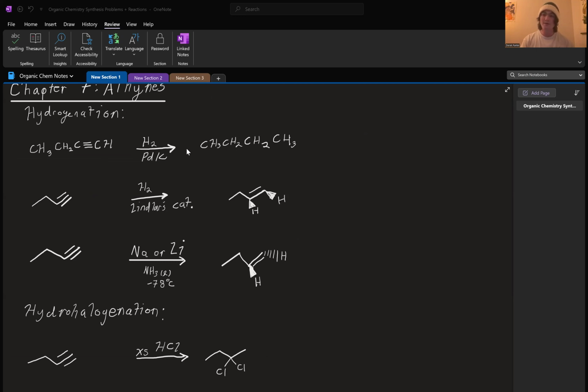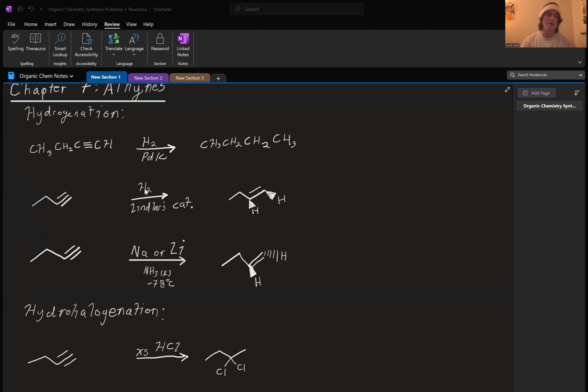This is a very helpful tool in synthesis if you just want to reduce the alkynes all the way to your straight chain alkanes. Let's say you wanted to reduce, like, cyanide or something, you could do this to do that. Or if you wanted to just reduce your alkynes, this is a good way to do it.